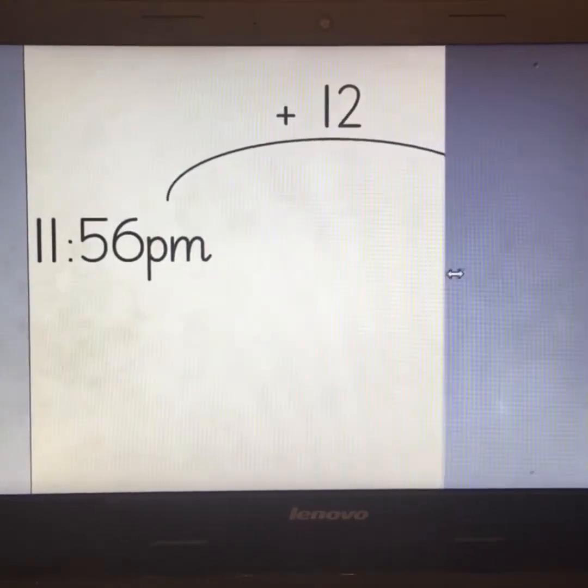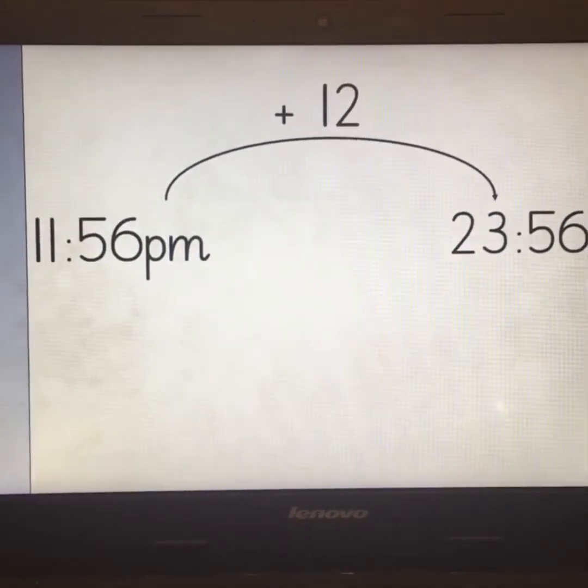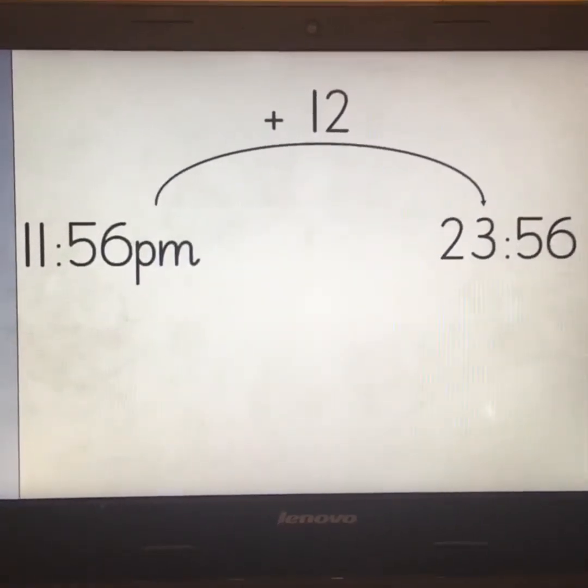Right, next one, 11:56 p.m, which tells me it's in the evening. How would I turn this into a 24-hour clock? Well, I need to add 12 hours, so it would be 23:56. Well done if you got that right.